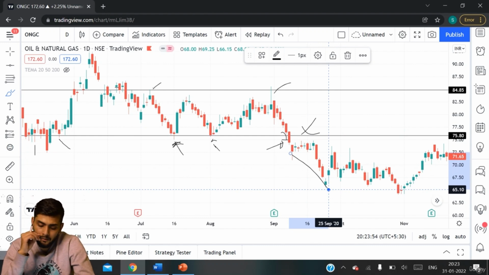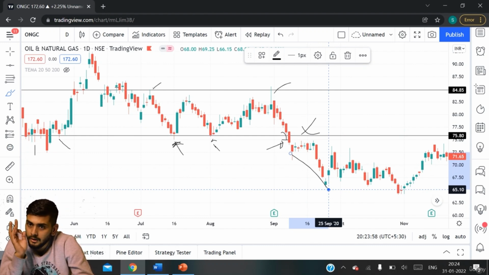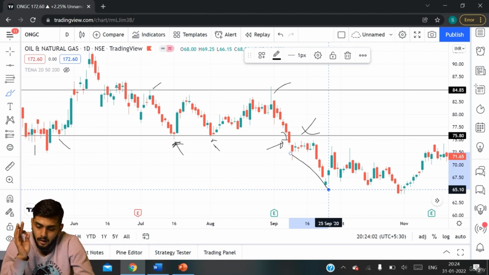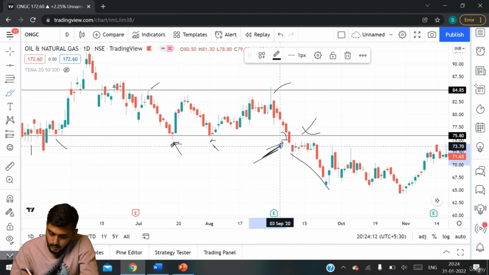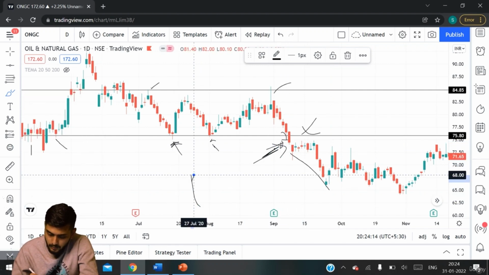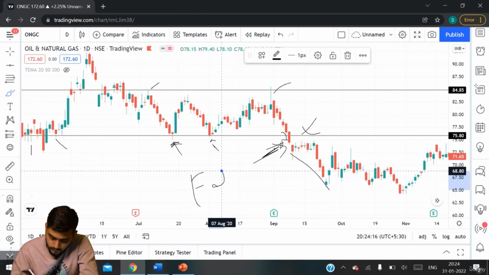So what did we learn from this? If a support level which has at least 2 to 3 touches is broken, then we get a little bit of assurance that yes, now is the time to short, now the market is going to fall. This candle is an assurance candle that the market was going to fall.